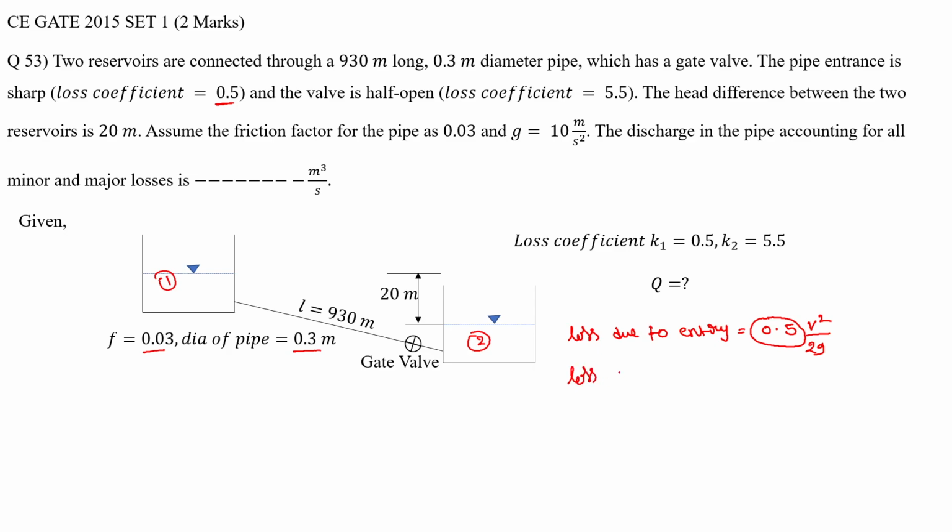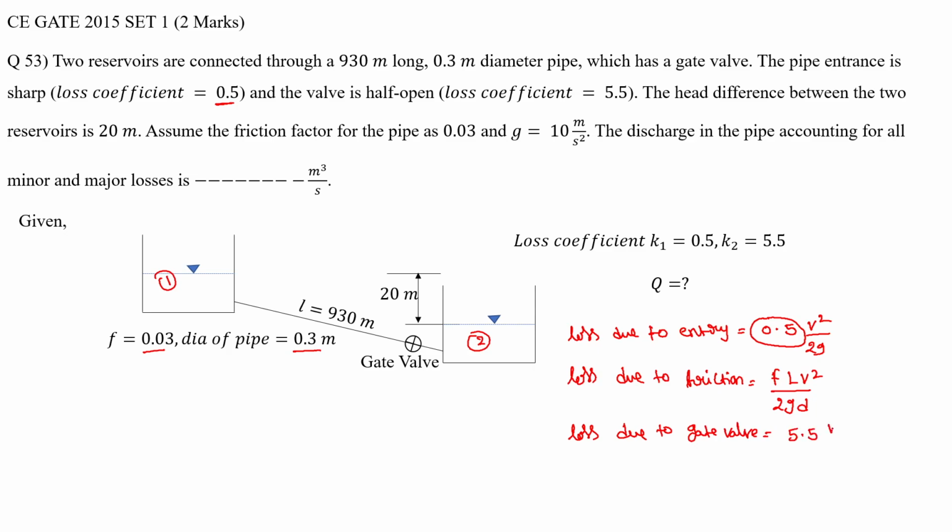And the loss due to friction is f L V square by 2 g D. Correct, good. And the loss due to the gate valve is 5.5 V square by 2g. Correct.